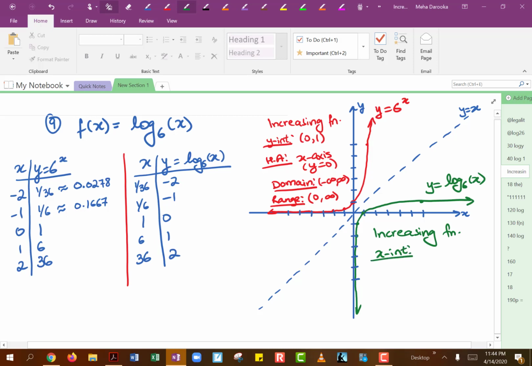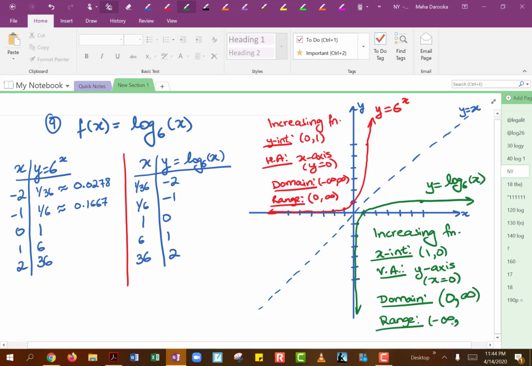Instead of having a horizontal asymptote, we have a vertical asymptote at the y-axis, which is the line x equals 0. The domain of our function, since we have an asymptote at the y-axis, means we cannot include 0. And then on the right-hand side, we go to positive infinity. And your range, of course, you can see the left arm of our graph is going down towards negative infinity, and the right arm, as it goes right, will also go up. So that's going towards positive infinity.